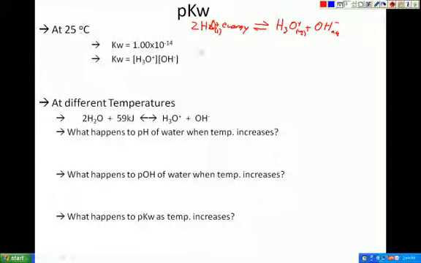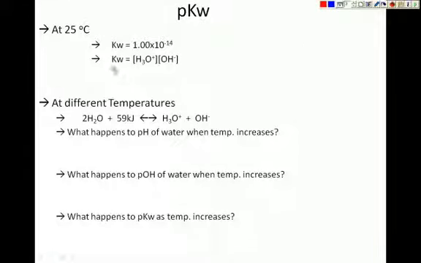Okay, so if we were to take a Keq equation or expression, or in other words a Kw expression, it would be products over reactants. But since the reactants are a liquid, it's just products times each other. So in other words, Kw equals H3O plus times OH minus, and that's how we get this formula right here.